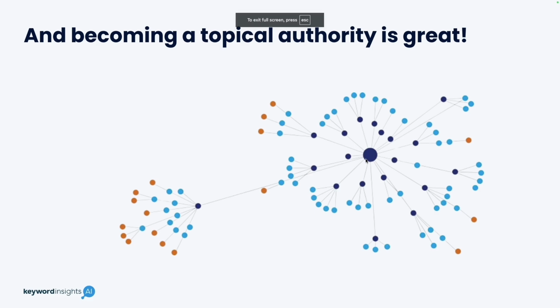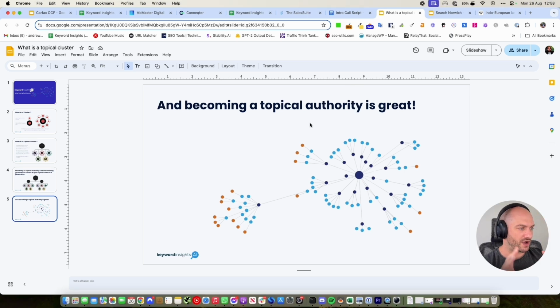It's just all this interconnected topics and pieces and content, and becoming a topical authority, as I've said here, is great. It's often far easier to do this than link building, which can be very expensive. I mean, actually, becoming a topical authority does require a lot of content production, but as we'll go through later on in this course, we can come up with a way of scaling that.